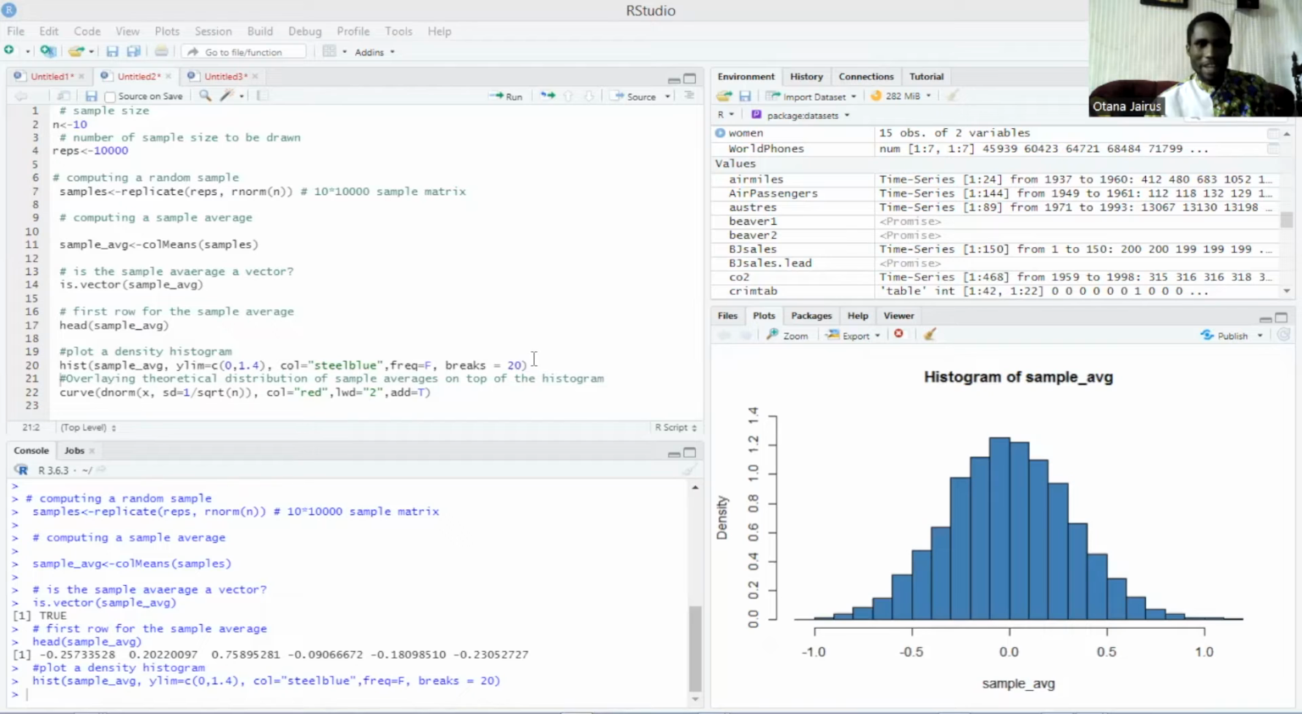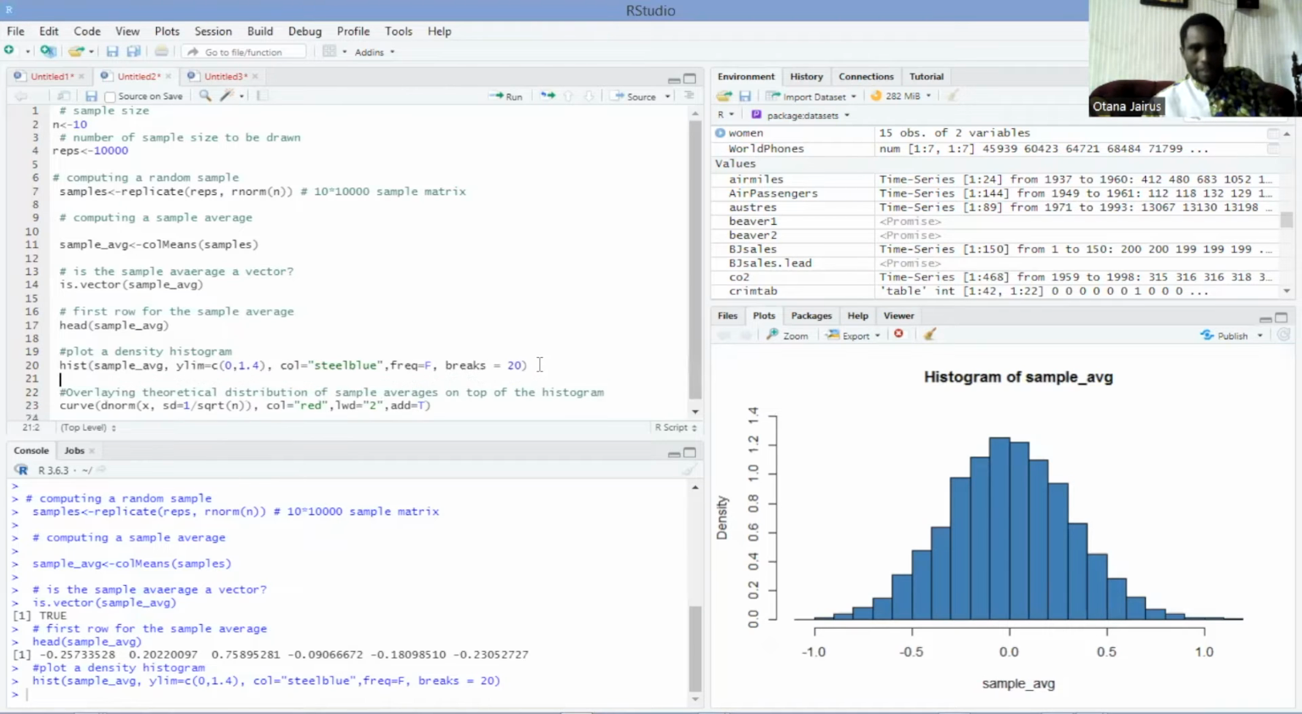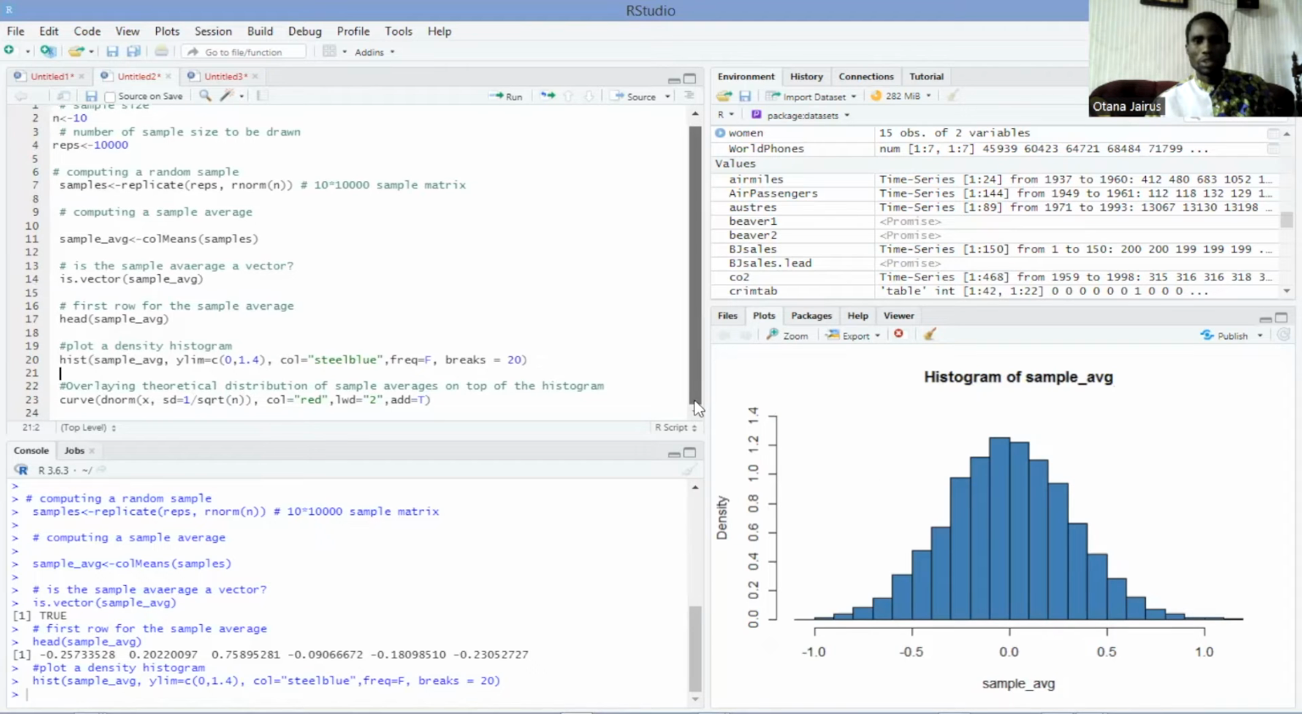We can go ahead and compute the normal curve. We want to draw a normal curve for this data. Remember we said that our data is from a normal distribution. So when the data is from a normal distribution, we expect to have a normal curve here. We can compute a normal curve by using the curve function. After you have done the hist, you can use curve.